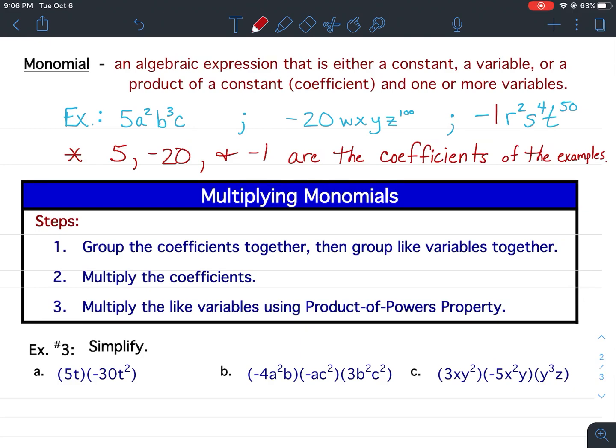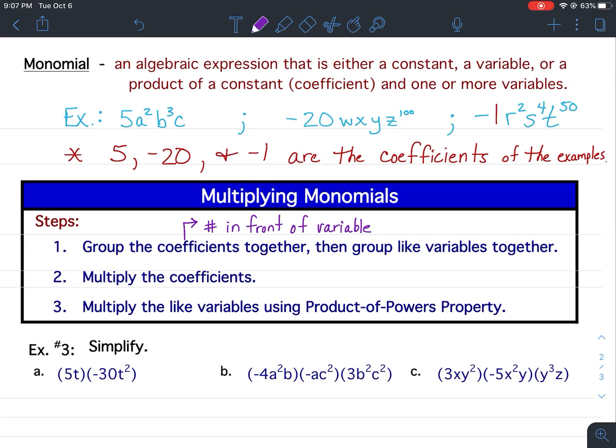Okay. So now, when we multiply monomials, we will follow the next 3 steps. The first step is to group the coefficients together, then group like variables together. Again, the coefficients are the numbers in front of the variables. When it says to group like variables together, that means you'll group all your x terms together. You'll group all your y terms together. You'll group all your z terms together, and so forth.